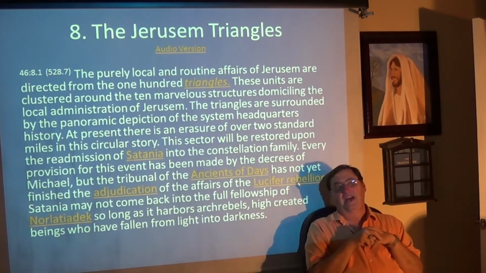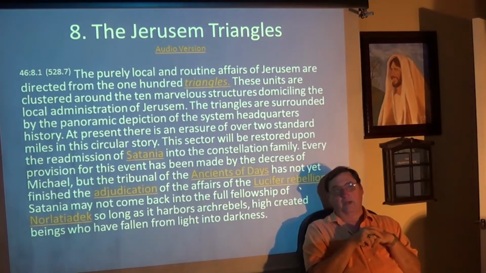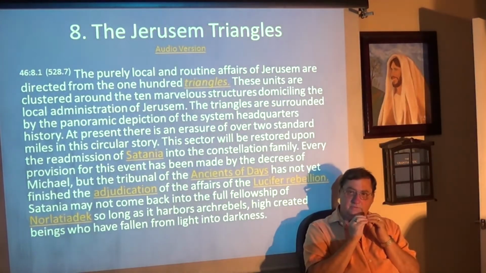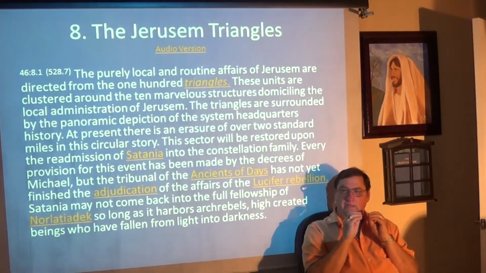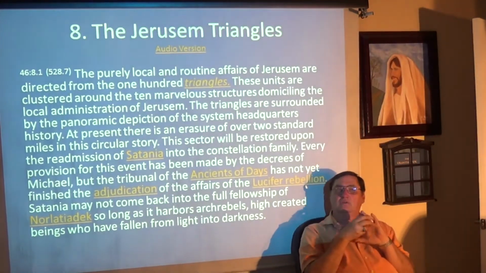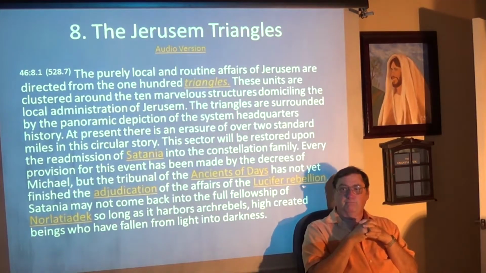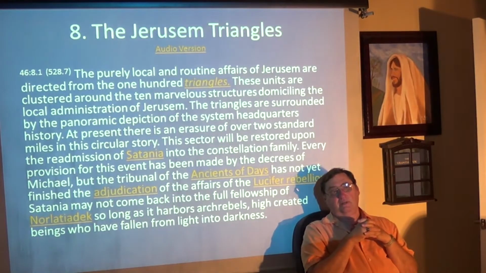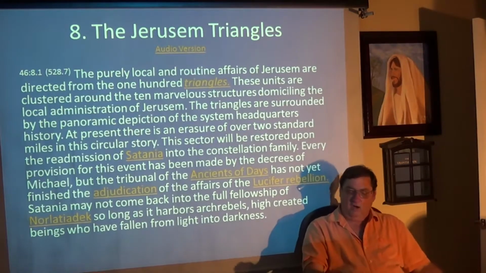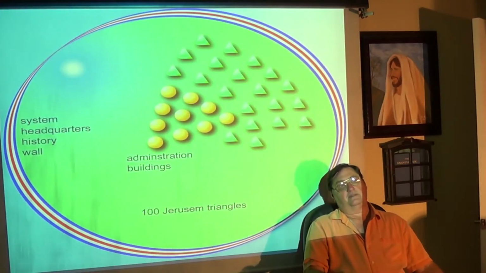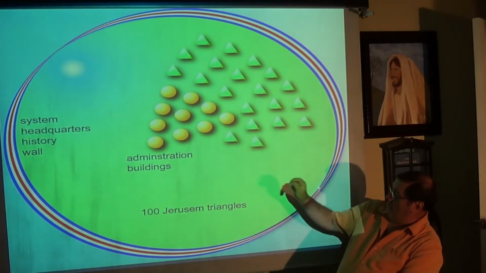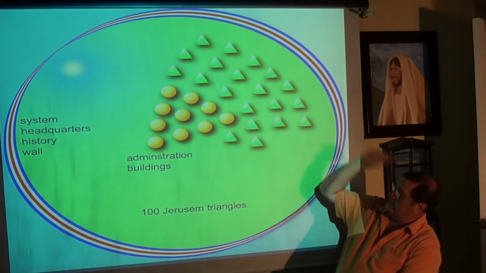Does that make sense? They took our story away. That's right. Because they don't want any other beings going through the same torture that we have gone through, right? Going through the rebellion and the whole nine yards. We remember it as a personal experience, but as far as the history of our local universe, it's eradicated, right? So that's what that's about, okay? And that's why they said high created beings who have fallen from light into darkness. And darkness and light cannot coexist, right? Okay, and these are the administration buildings and the 100 Jerusalem triangles they're talking about here, okay?